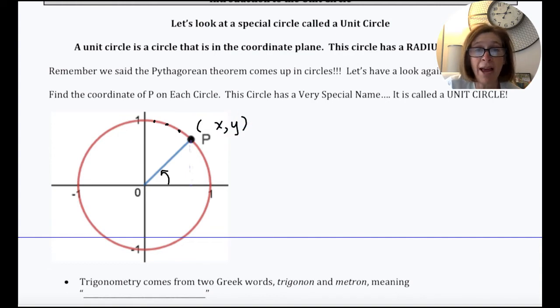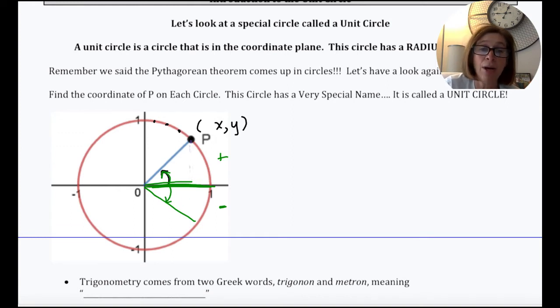Now, when we draw angles in the coordinate plane, we're going to be drawing them in what we call standard position. That means we're always going to start on the positive x-axis, and we're either going to go up this way, which we would call the positive direction, or down this way, we'd call that the negative direction. So everything's going to start on the positive x-axis, go up, or go down.